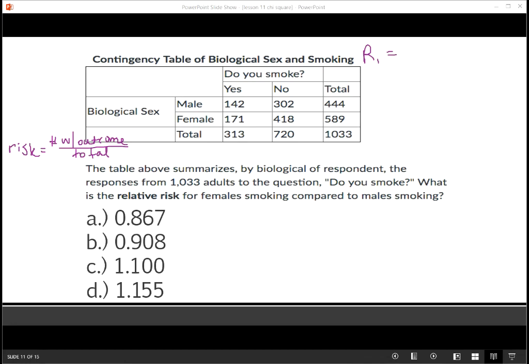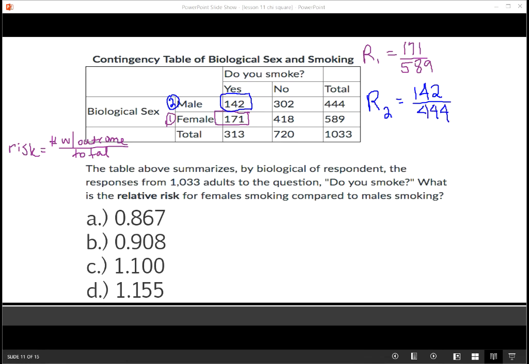So risk 1, since it's talking about females compared to males, we're going to start with females. So we're going to say 171 is our numerator, and then divide it by our total, which is 589, because we're only looking at females right now, because we're only talking about group 1. So that's going to be our risk 1. And then we can have our risk 2, and we're talking about males. Here you would do the same thing: the number with the outcome, 142, divided by our total, which is 444.